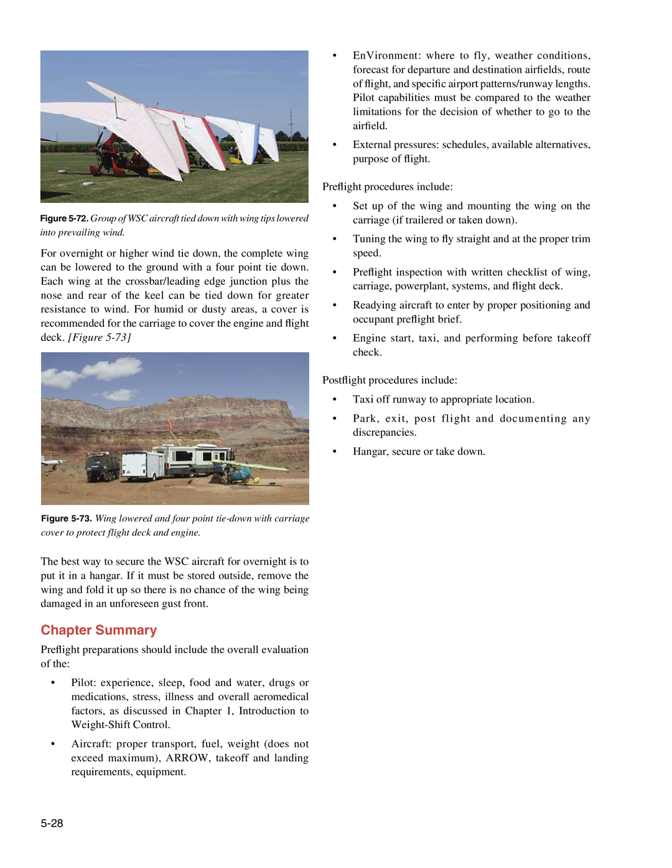For overnight or higher wind tie down, the complete wing can be lowered to the ground with a 4-point tie down. Each wing at the crossbar/leading edge junction plus the nose and rear of the keel can be tied down for greater resistance to wind. For humid or dusty areas, a cover is recommended for the carriage to cover the engine and flight deck. Figure 5-73. The best way to secure the WSC aircraft for overnight is to put it in a hangar. If it must be stored outside, remove the wing and fold it up so there is no chance of the wing being damaged in an unforeseen gust front.